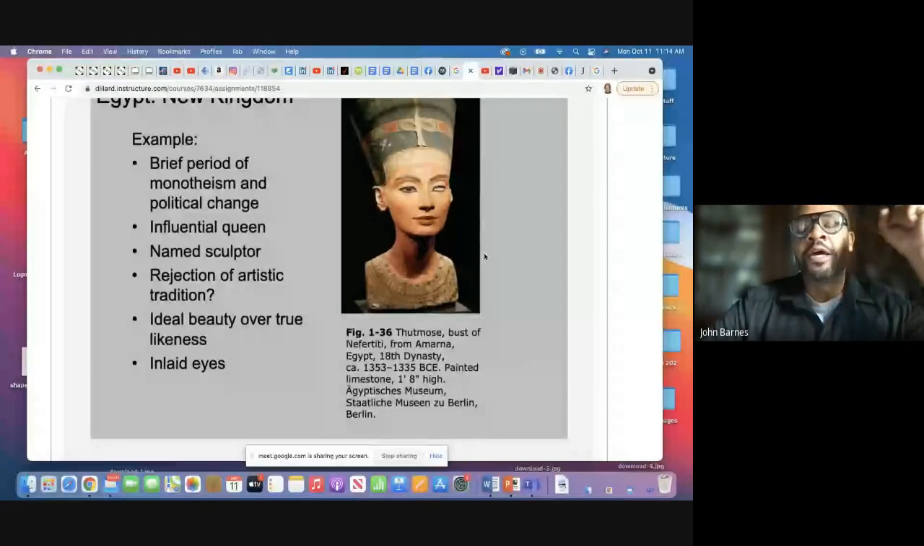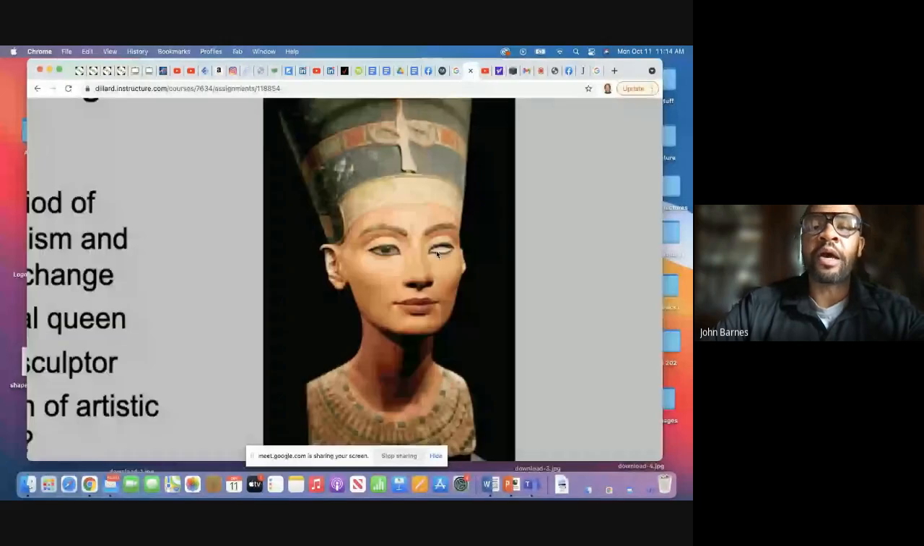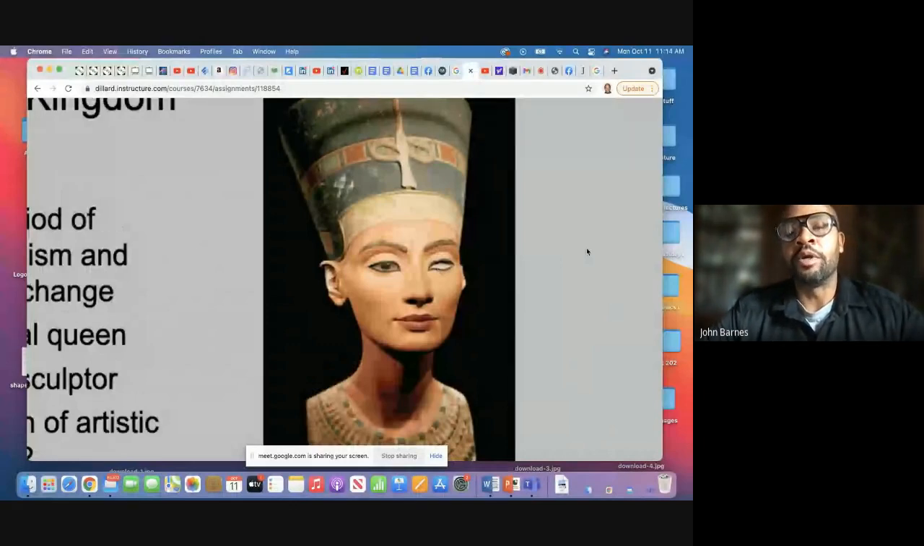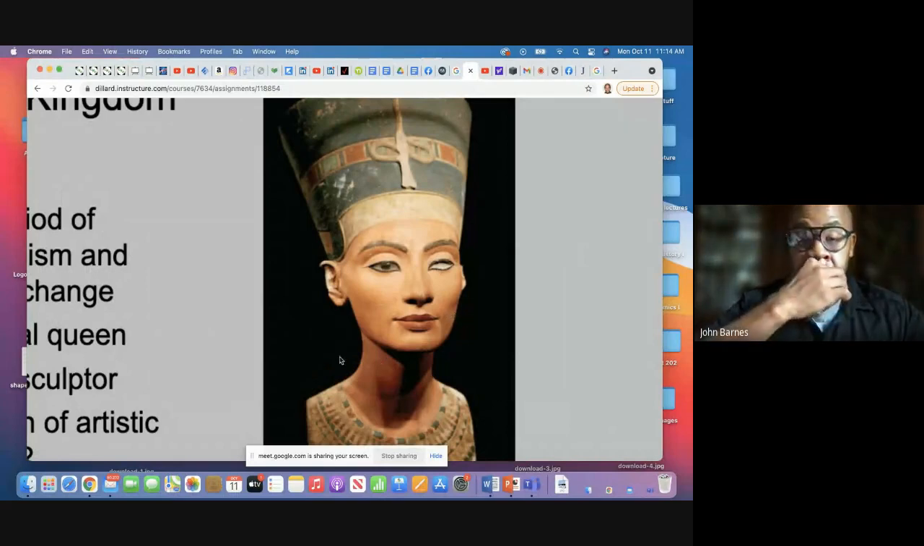So now this image is controversial, and in the past, I've shown a video to students where you have archaeologists refuting the authenticity of this image. Many archaeologists say that the facial features of Nefertiti do not match the facial features of the Egyptian people at that time. And many would say that this is an Edwardian type of face, which is European.